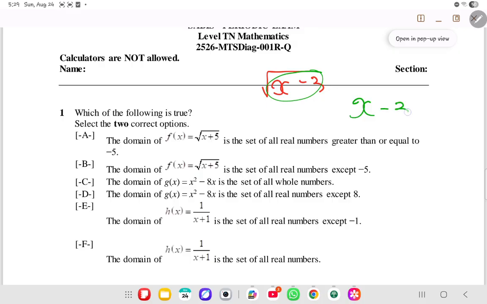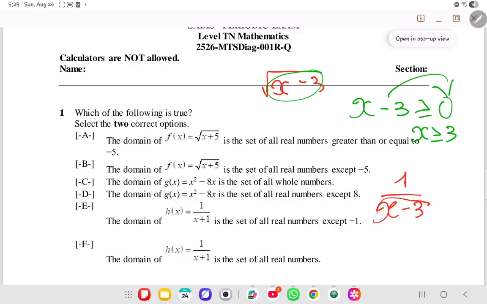So x minus 3 is greater than or equal to 0. Move it to the other side. x is greater than or equal to 3. Now, another case you might have is the denominator, which is 1, for example, over x minus 3.